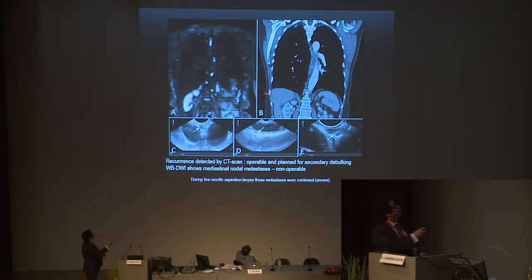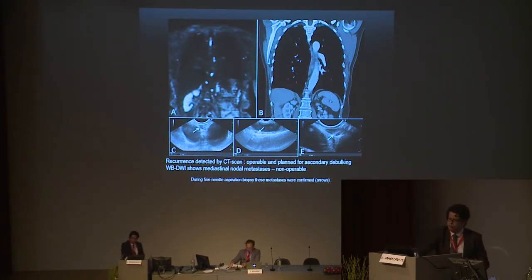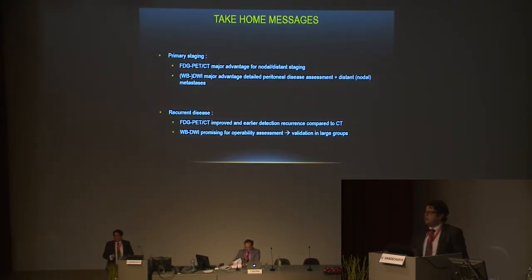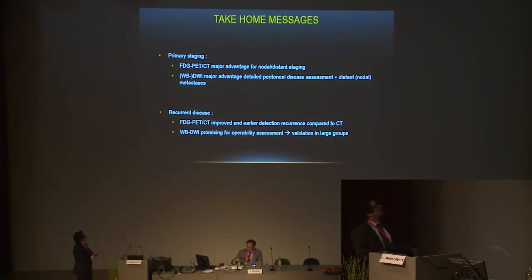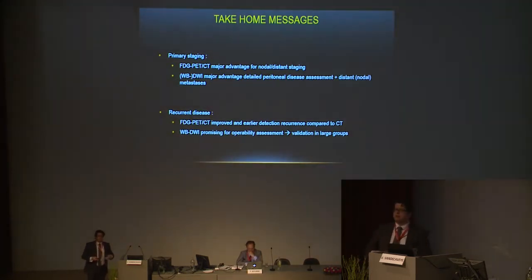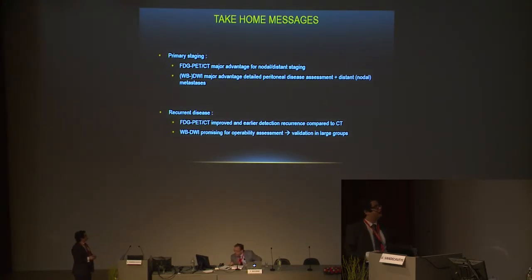So echoendoscopy was performed to be sure that these were truly metastatic, but they were confirmed by pathology. So to conclude, primary staging, the major strong point of FDG PET is nodal staging. And when we look for whole body diffusion, I know it is a technique in development, but it has extremely high capabilities for peritoneal staging. I cannot show data today because we just keep them until final analysis, but there is indeed a chance that we can predict operability or optimal debulking.